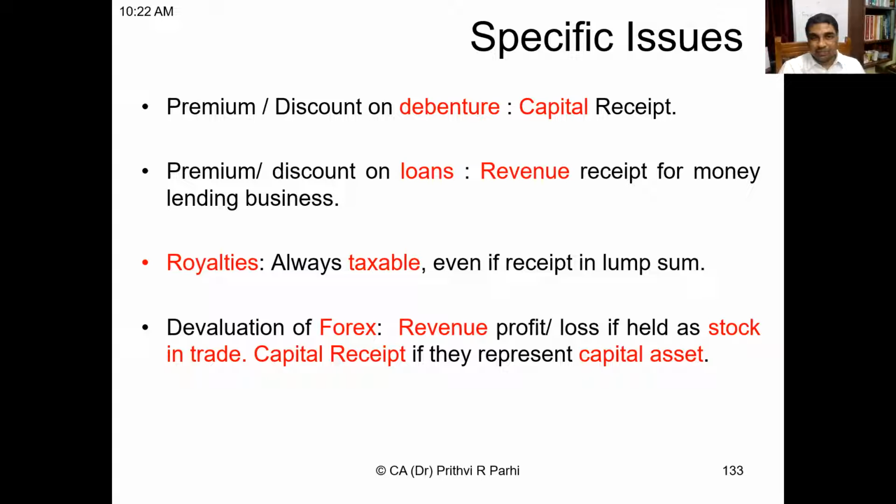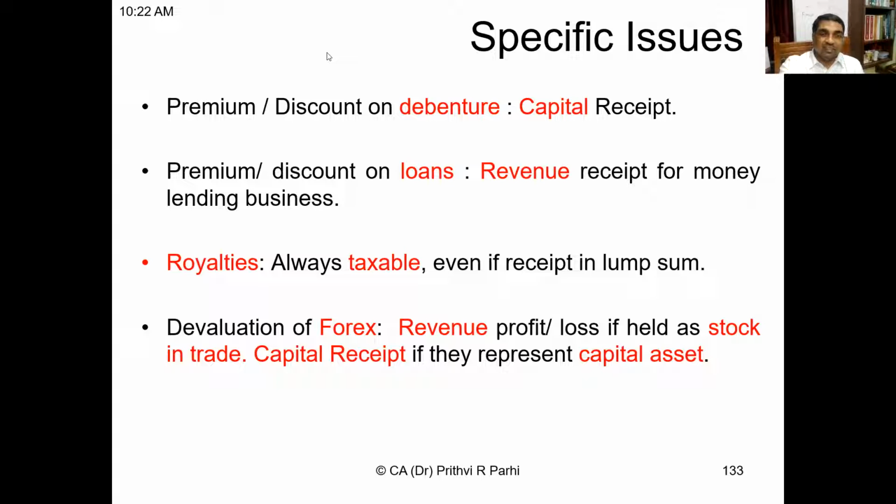Are you getting this? But premium or discount on loans is a revenue receipt for a money lending business. Suppose you are not in the money lending business, for you it may be a capital receipt. But for a money lending business, let us say a bank earning some premium or some discount on loans, that is a revenue receipt, because that is the main source of revenue for the bank. Okay, can you give another example on this premium or discount on loans?